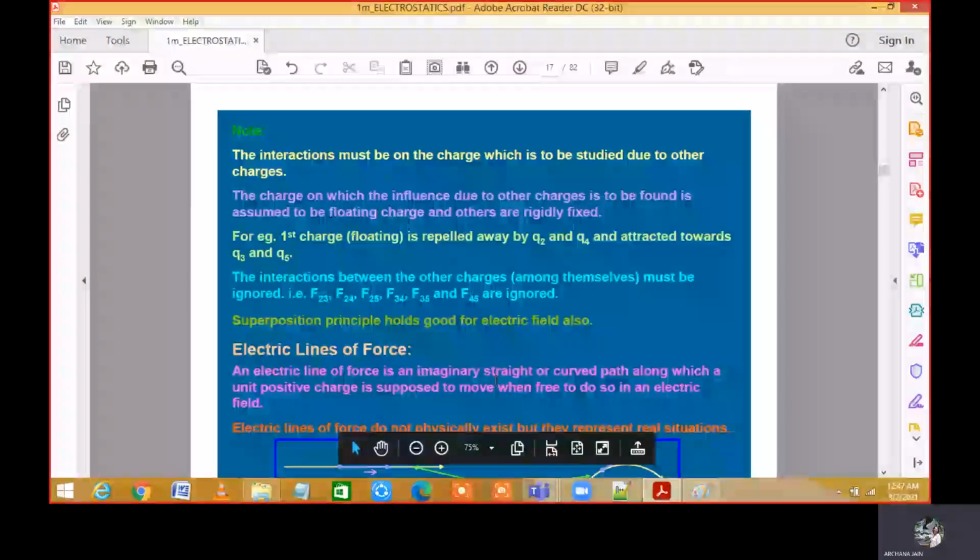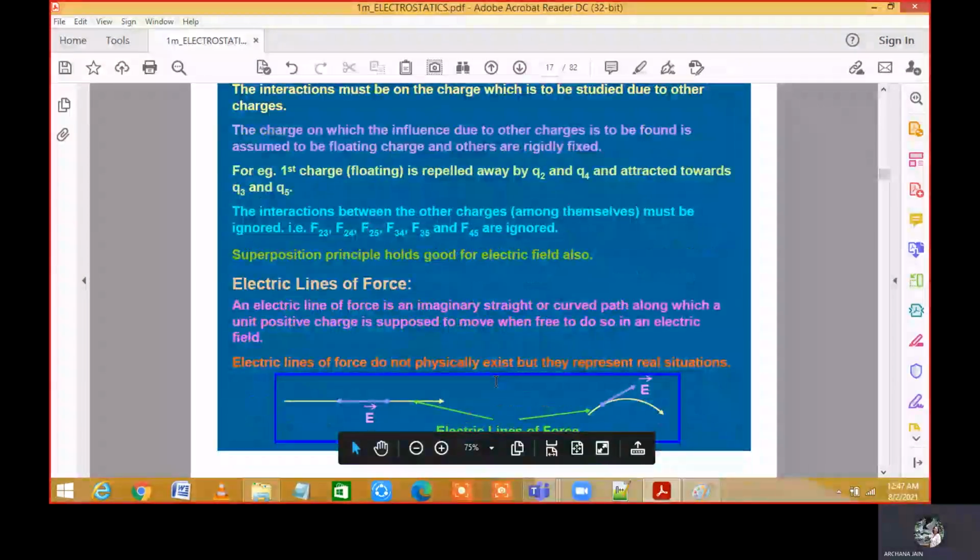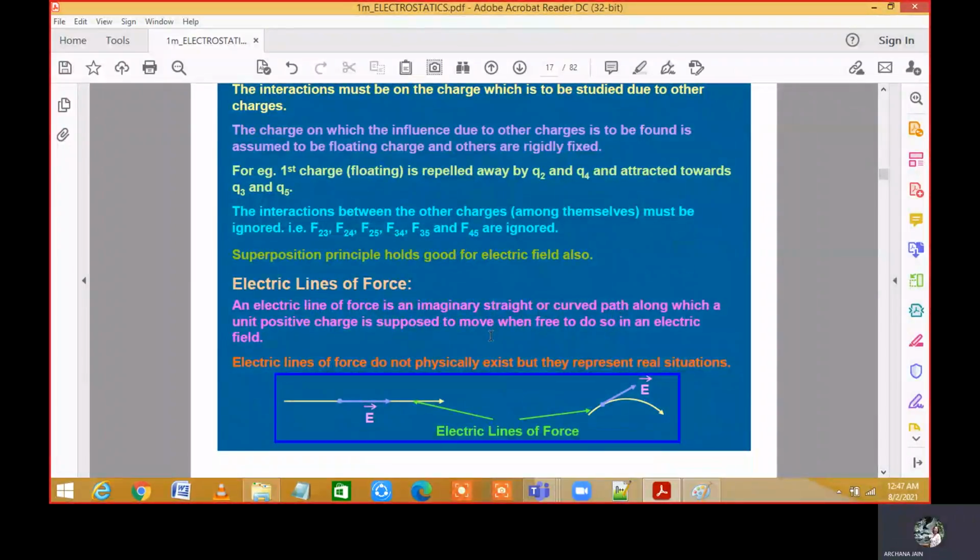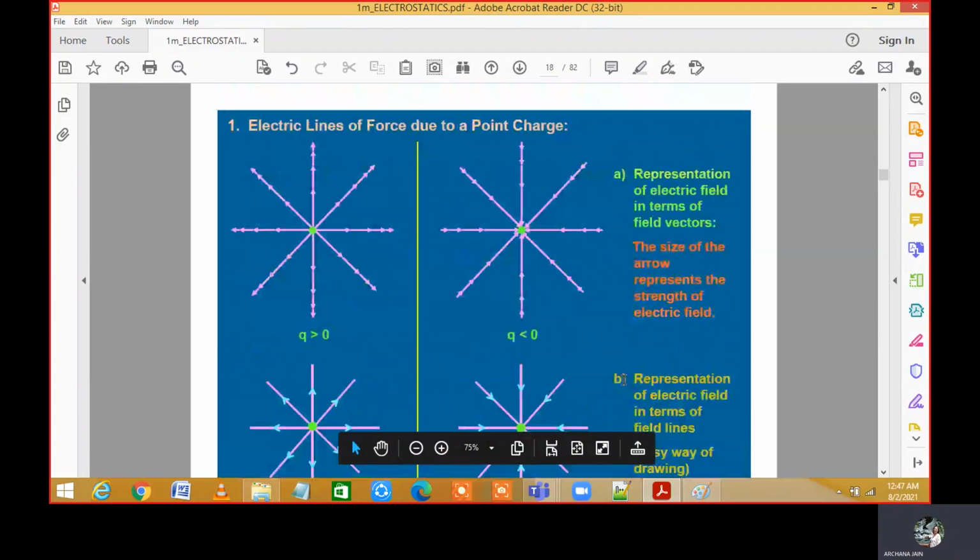Now, electric lines of force. Electric lines of force is an imaginary straight or curved path along which a unit positive charge is supposed to move when free to do so in an electric field. Electric lines of force do not physically exist, but they represent real situations. Here, see the picture. How have we calculated the electric field line? By drawing a tangent at that point.